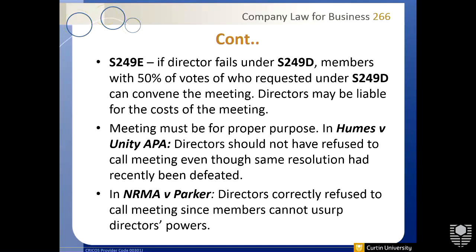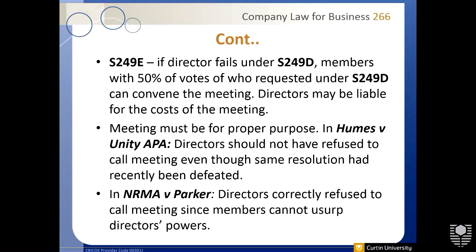Now, were the directors right in refusing to call for the meeting? That was the issue. The directors refused based on the first time when the resolution was tabled in the meeting, it was rejected. Now you're bringing the same motion again, and therefore I do not want to call for the meeting. So the member is very upset, goes to court, and the court says it doesn't matter whether it's a failed resolution. If the member wants to call on the same basis again, you should convene the meeting. So that's Humes and Unity APA. Directors should not have refused to call the meeting even though the same resolution had recently been defeated.